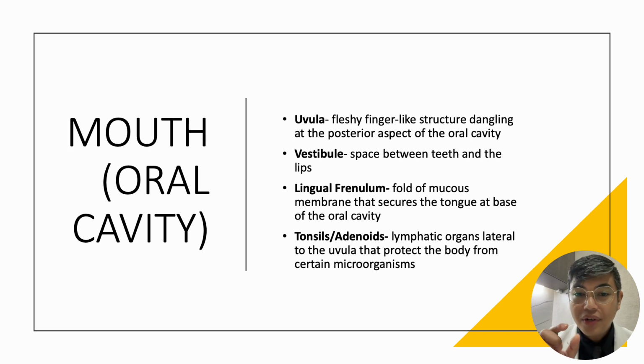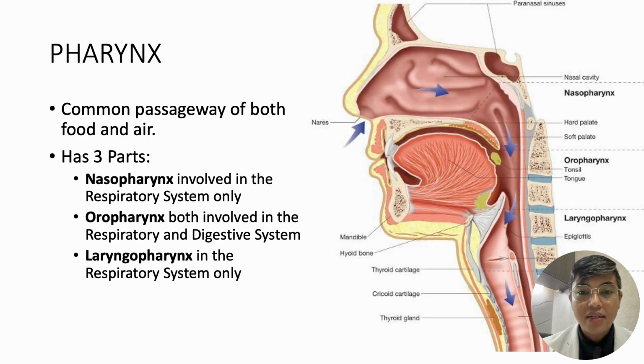Now, after the mouth, you have here your pharynx. As you can see here, your pharynx is the common passageway of both your food and air. Our pharynx has three parts. You have the nasopharynx, the oropharynx, and laryngopharynx.